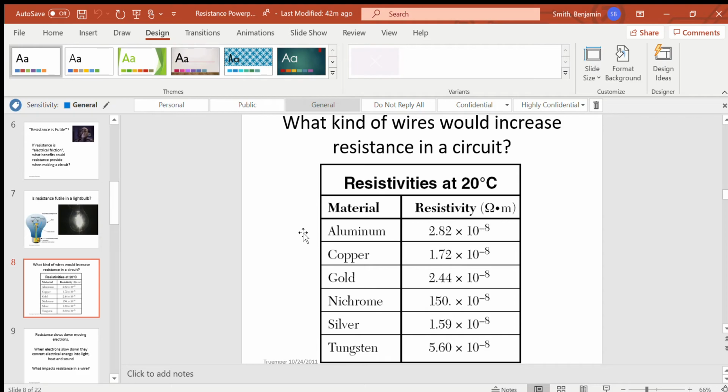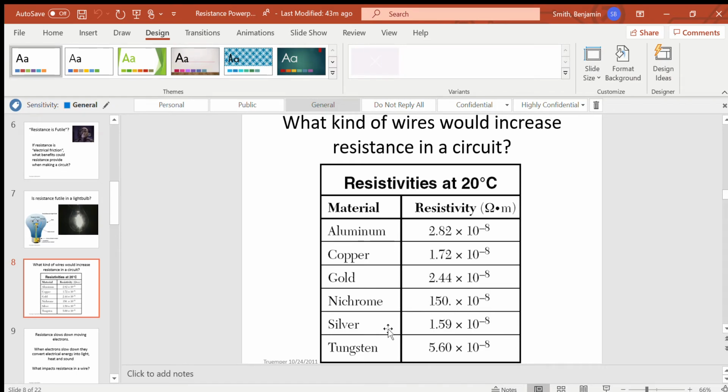Resistivity depends on what the material is made out of. So one of the four factors that can affect resistance is what the wire is made out of. Is it made out of aluminum, copper, gold, silver, nichrome, I don't know if I'm saying that right, or tungsten?